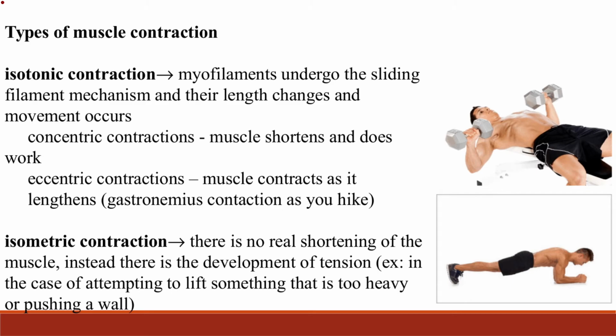Isometric contraction is that there's no shortening of the muscle. There's just a building of tension, a development of tension. And so what happens is you stimulate the muscle, you get the acetylcholine release, you get the calcium release, you get the myosin heads attached there, but we don't actually get the sliding filament mechanism. So an example of that would be like if you were trying to push down a wall. You just develop a lot of tension. You can't push the wall down.